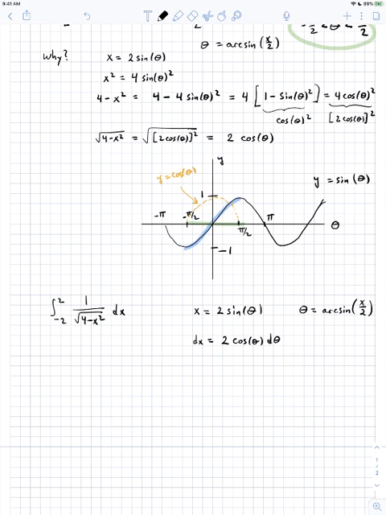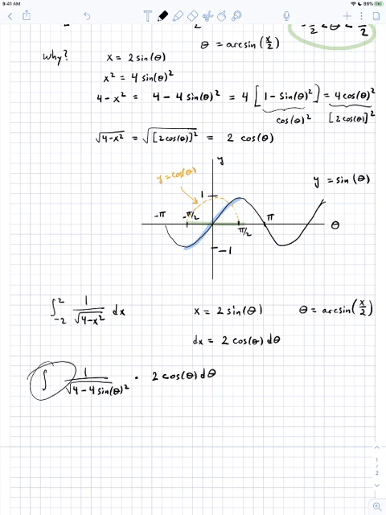So now we're going to have the integral, and we'll come back to the limits of integration in a minute. And it's going to be 1 over the square root of 4 minus x squared, which we've already talked about. That's 4 times sine squared. But then you also have the dx. The dx is 2 times cosine of theta d theta.